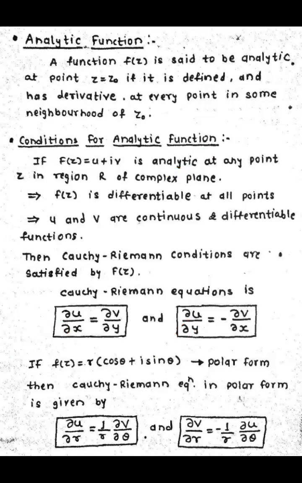Now, if f(z) is in polar form, that is r(cos θ + i sin θ), then this CR equation is also expressed in polar form, and the condition is that ∂u/∂r is equal to (1/r) ∂v/∂θ, and ∂v/∂r is equal to minus (1/r) ∂u/∂θ.